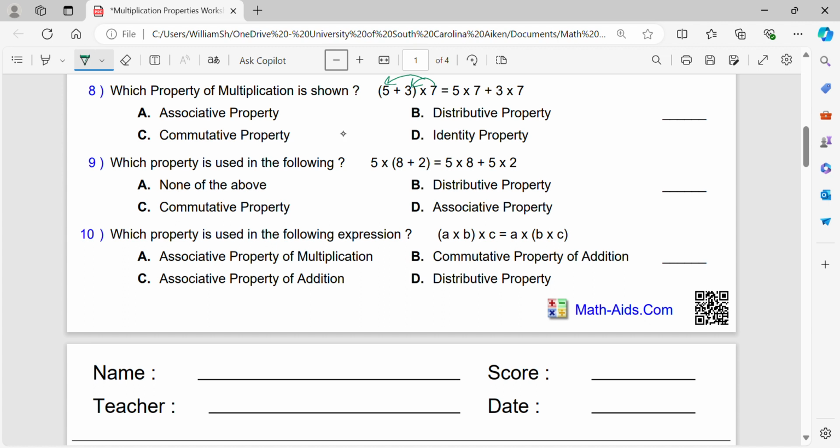That is also a property, right? Refresh yourself on which one. But here we're doing the distributive property. We're distributing the 7 to the 5, and we're distributing the 7 to the 3 here. So this is an example of the distributive property. Okay. Which property is used in the following? Here I have 5 times 8 plus 2 equals 5 times 8 plus 5 times 2. This is also the distributive property here, because all I've done is distribute the 5 to the 8 and then the 5 to the 2. We're just familiarizing ourselves with the properties.